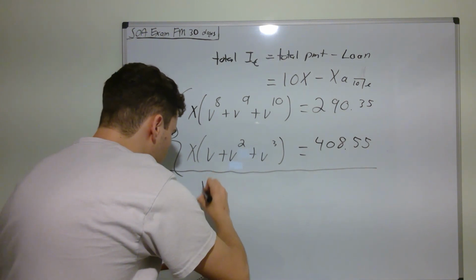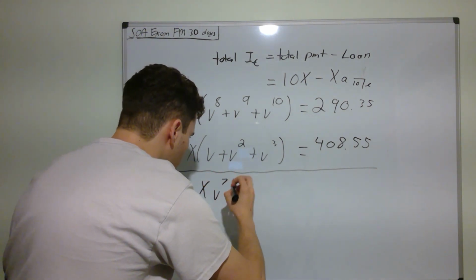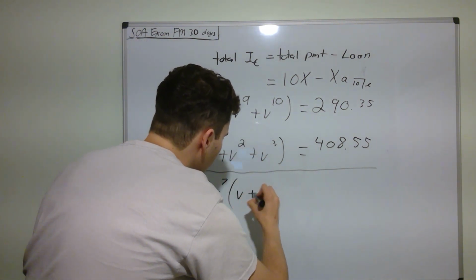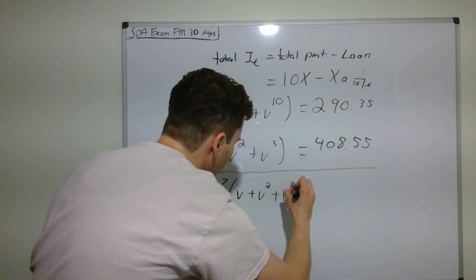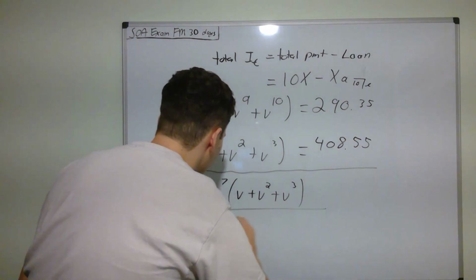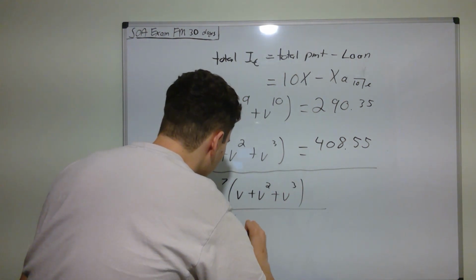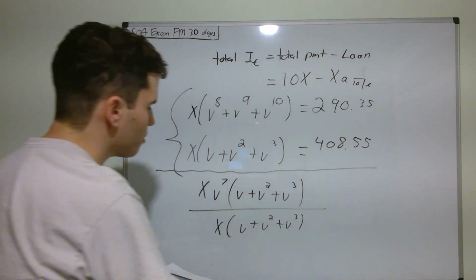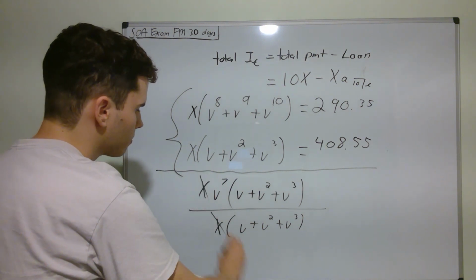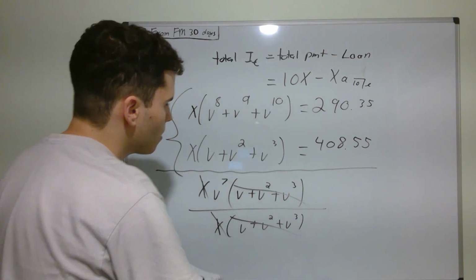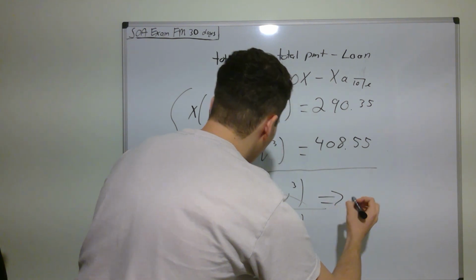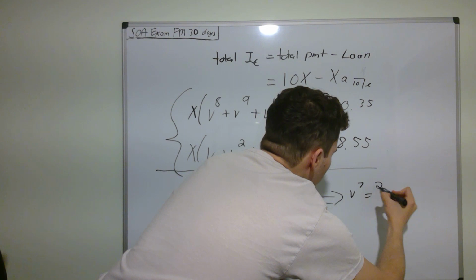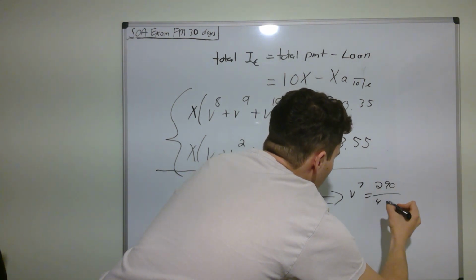You can write this as v to the 7th, because you factor out v to the 7th over here. So we have v plus v squared plus v cubed, all over x times the same thing, v plus v squared plus v cubed. And then just like that, it cancels. Then you're left with v to the 7th equals 290 over 408, right?